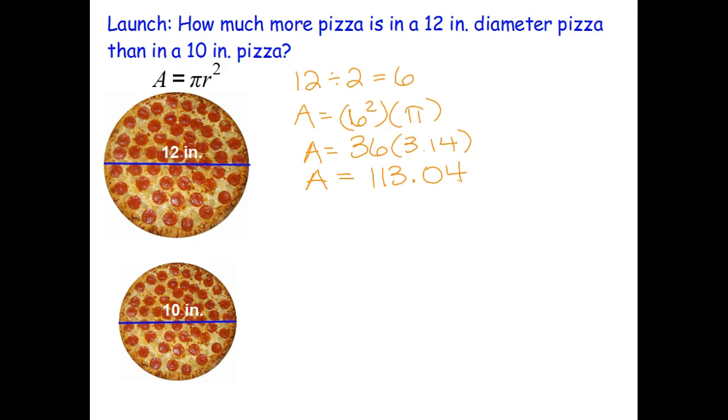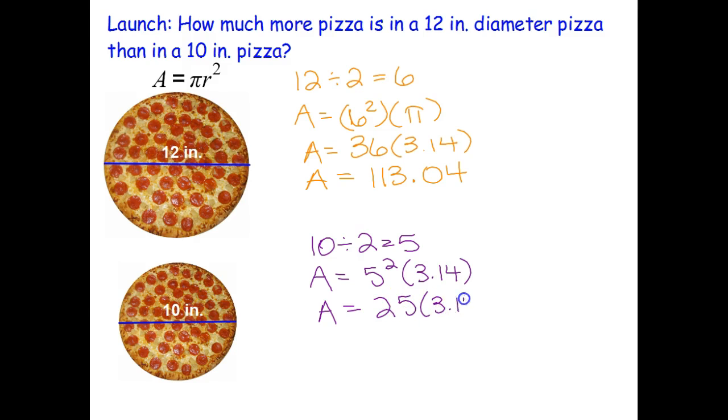113.04. For the area of the smaller pizza, again, we have to find the radius first because they give us the diameter. So we have to take 10 divided by 2, which is equal to 5. So then for the area, we would take 5 squared times 3.14, or times pi, which is 25 times 3.14, and we would get 78.5.